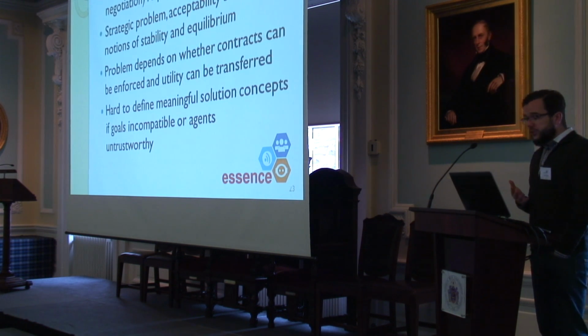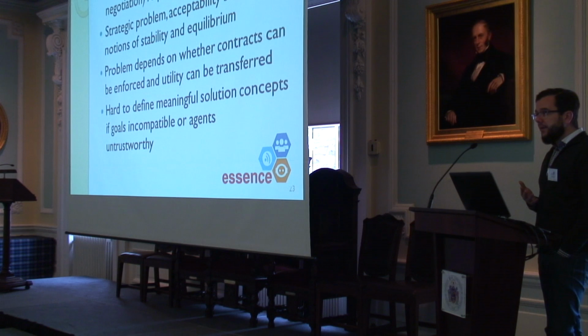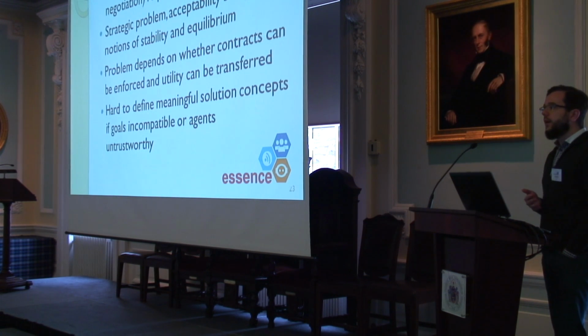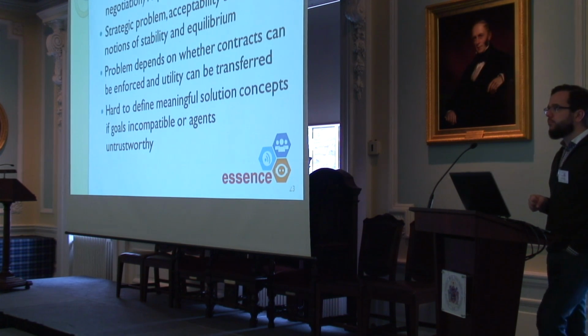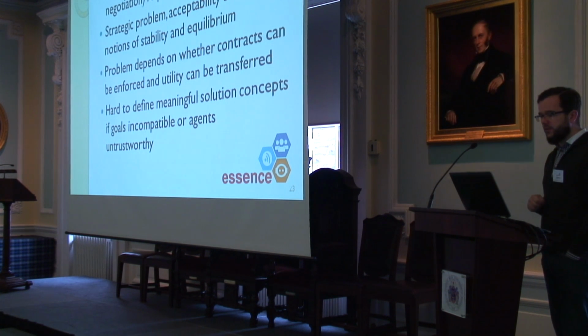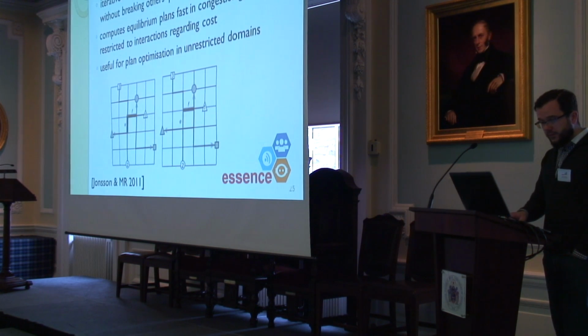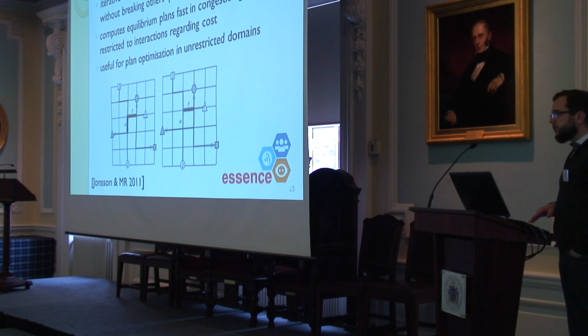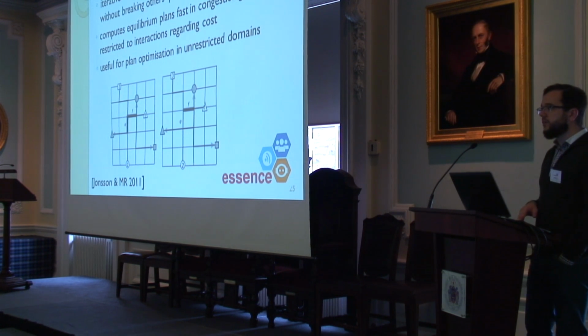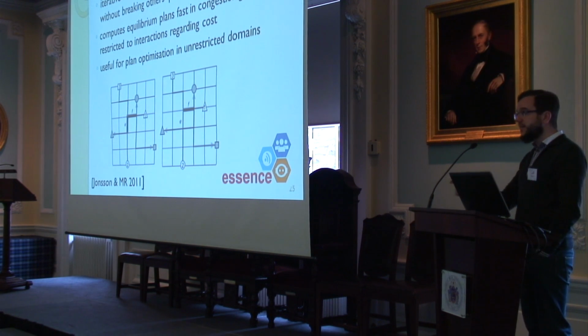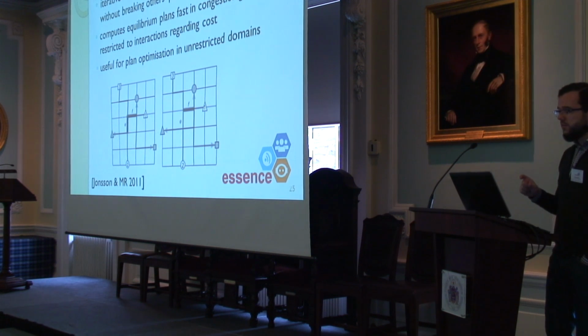So this is a strategic problem, and in the general case, again, it's quite hard to define. It depends on many problem parameters. For example, if you can't enforce contracts, then it's almost a meaningless problem. So it's very hard to talk about this in a planning context, or if the agents are untrustworthy. But under certain conditions, we developed some algorithms that can identify these deals even in large-scale domains.